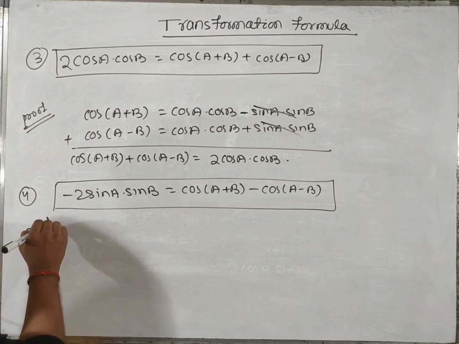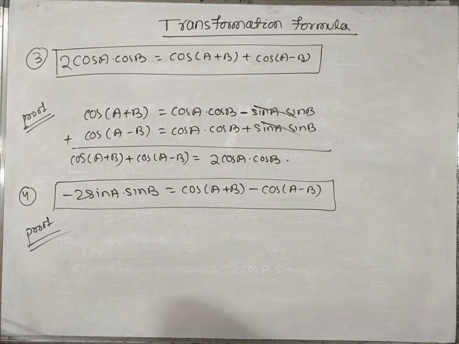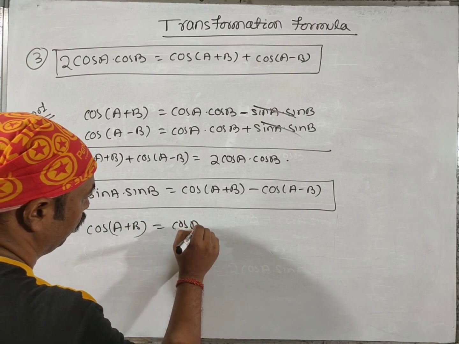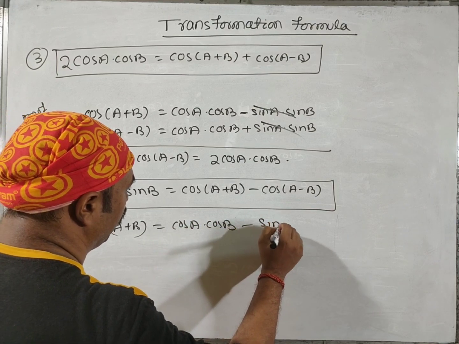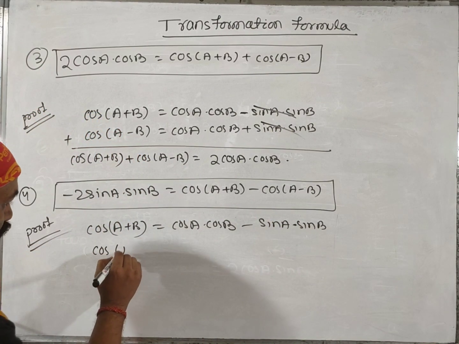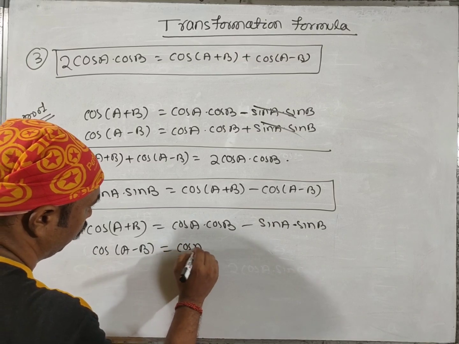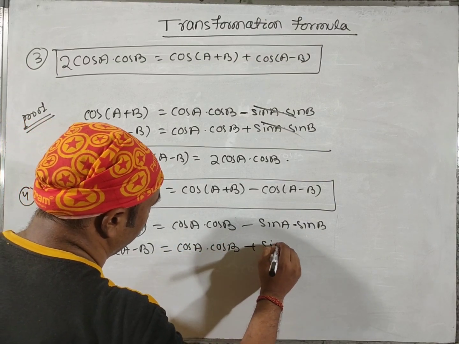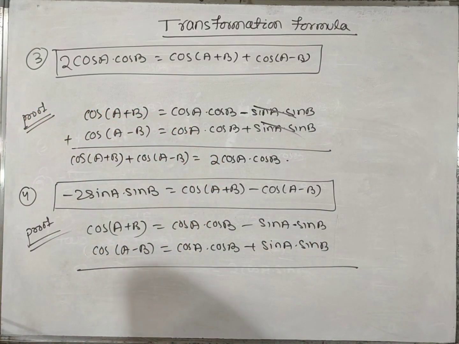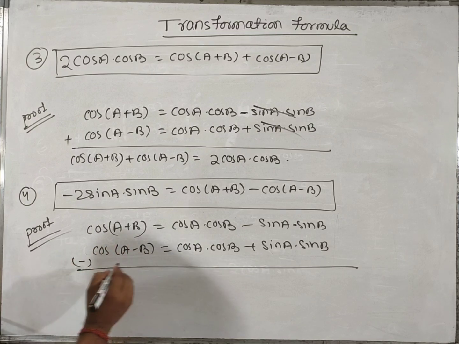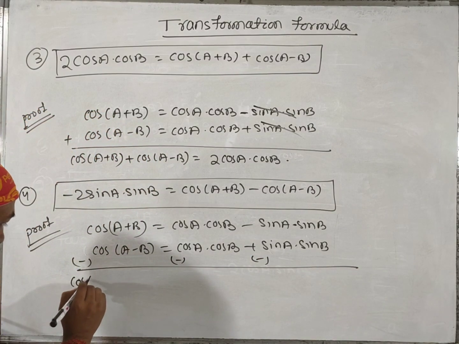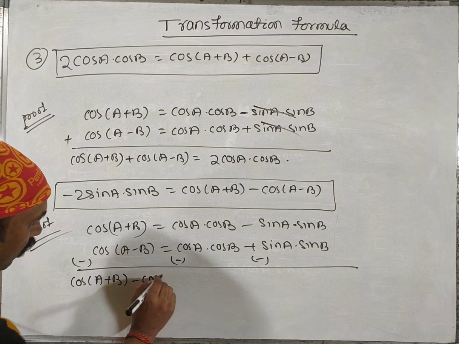Just next, moving towards the proof of the fourth one. First of all, you have to write down the cos A plus B formula. It is cos A plus B, cos A into cos B minus sin A into sin B. Then cos A minus B, it is cos A into cos B plus sin A into sin B. Subtracting the second from the first one, we have, before that you have to change the sign here. So it will be cos A plus B minus cos A minus B.